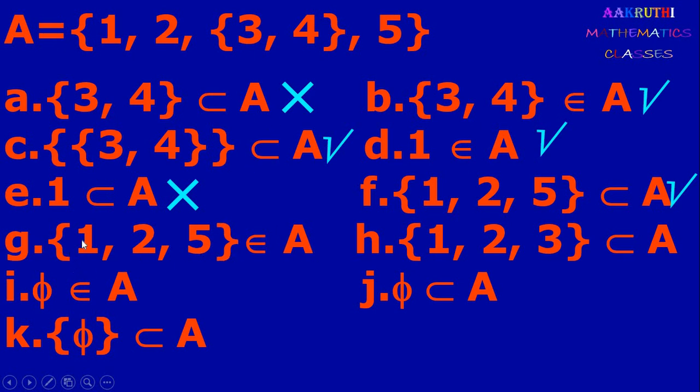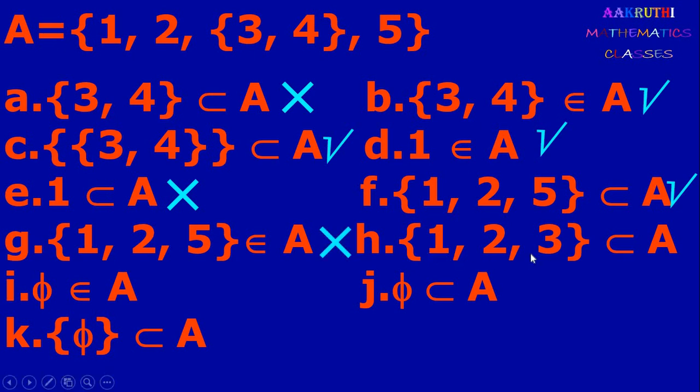Now this is not possible. Here 1 to 5 are elements of A. Set {1, 2, 3} belongs to A is not possible. So the set should be a subset. Here we have tried subset, but here set {1, 2, 3} belongs to A. It is wrong. So therefore this is not possible.